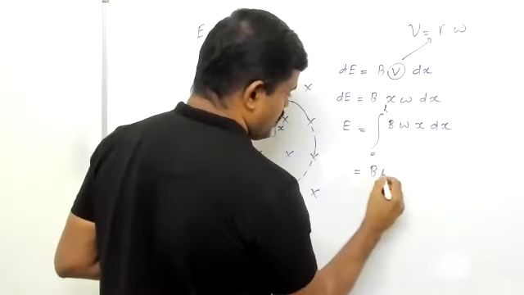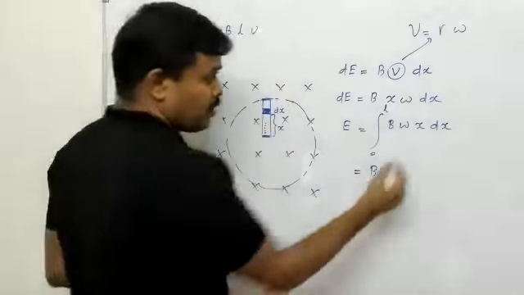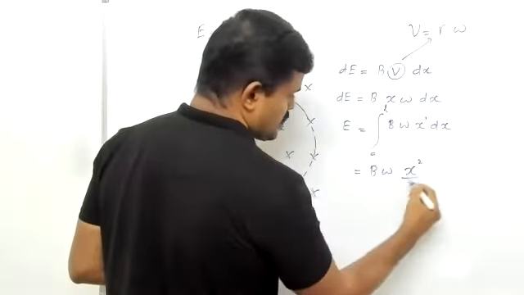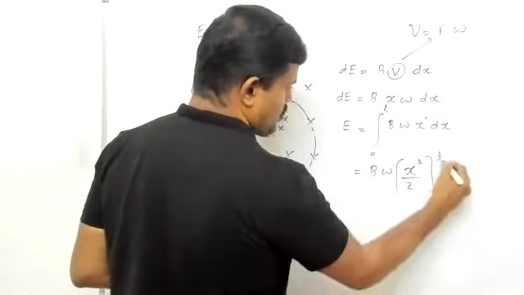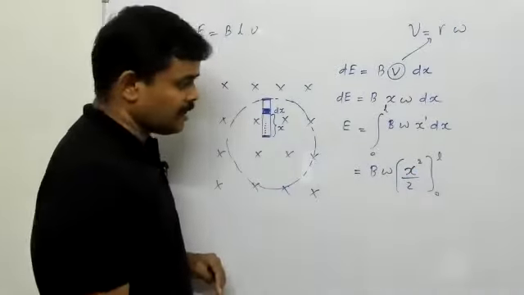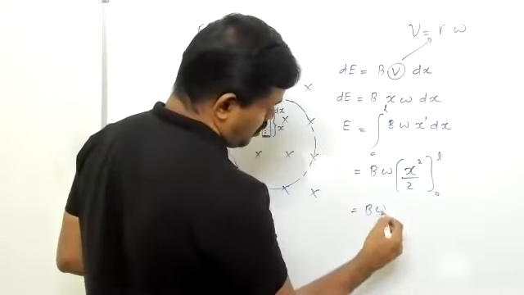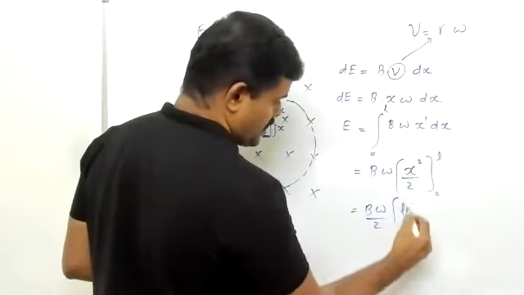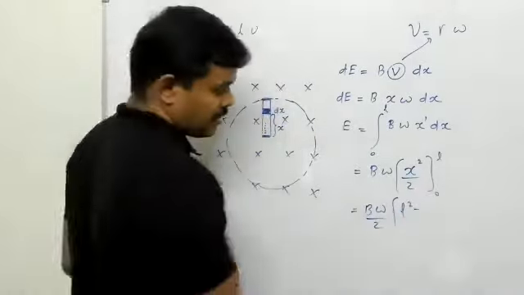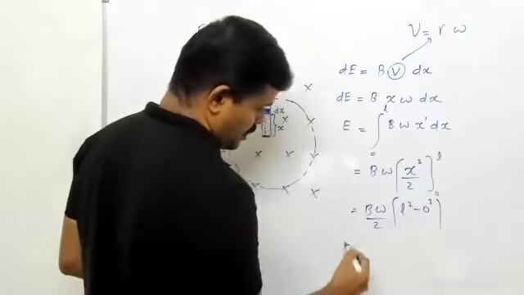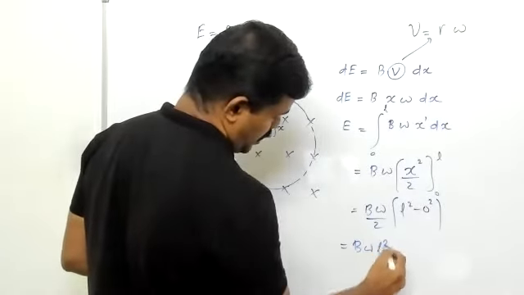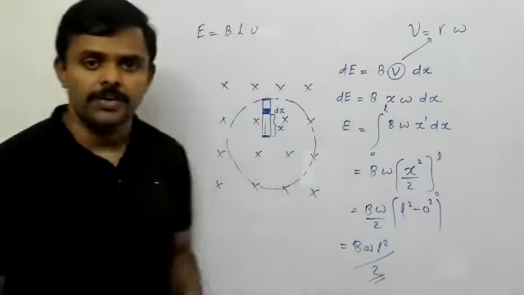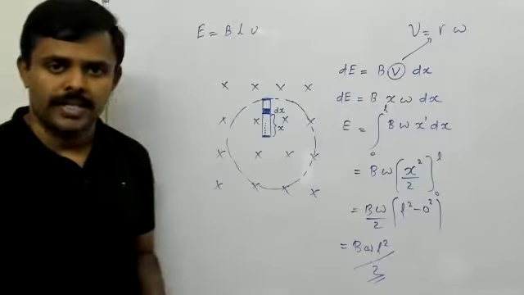B is taken outside, omega is taken outside. What is the integration of x dx? x raised to 1's integration is x square by 2 from 0 to L. Okay. And then what? B omega by 2 is taken outside. You give the upper limit first, L square, minus the lower limit, 0 square. And that makes it what? B omega L square by 2. This is the equation for motional EMF due to a rotating conductor.